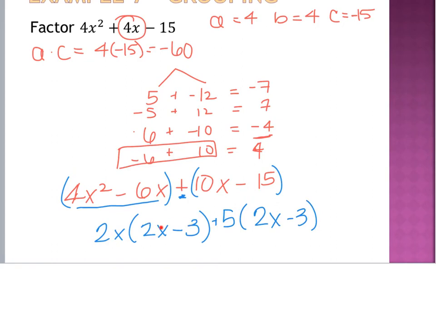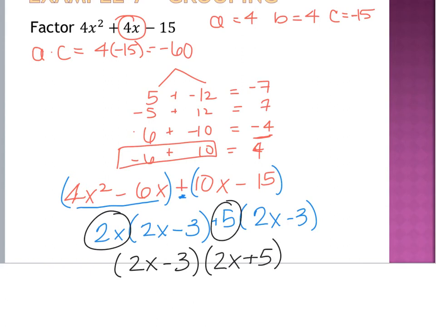Again, double check that everything inside the parentheses is the same, because if it's not, grouping will not work. So I have a 2x minus 3 and a 2x minus 3. That tells me that I'm on the right track. So now I always bring the parentheses stuff up front. So I have 2x minus 3, and then I'm going to multiply that by whatever's left, which is my 2x, and then I have this plus 5 right there. And now I've got the two factors that make up the trinomial 4x squared plus 4x minus 15.